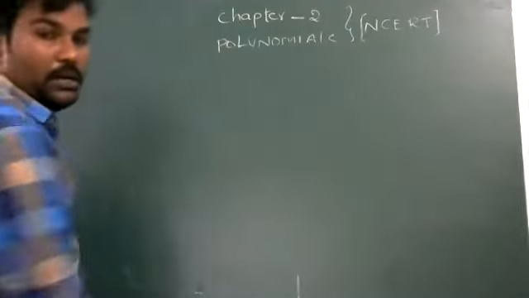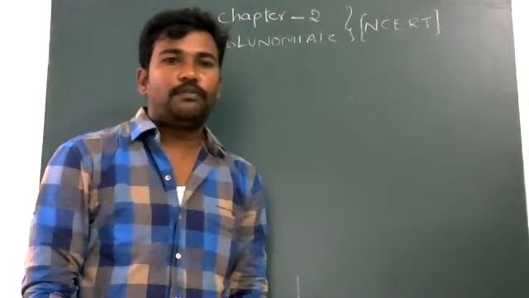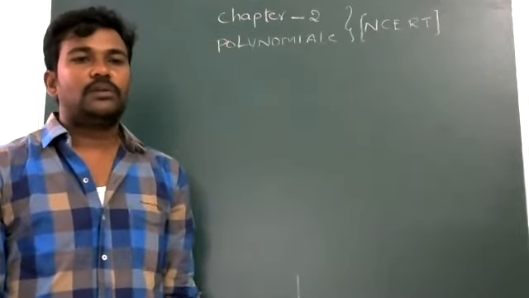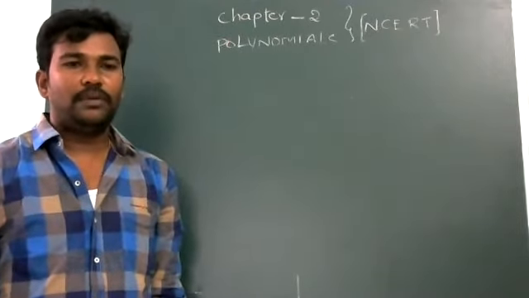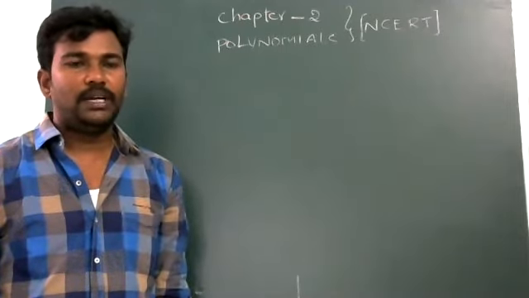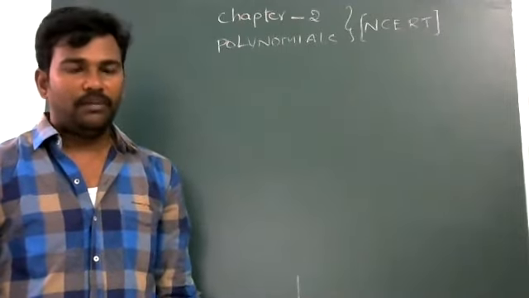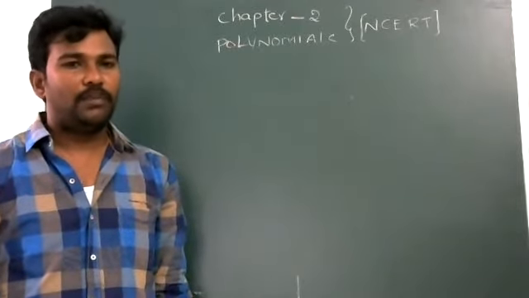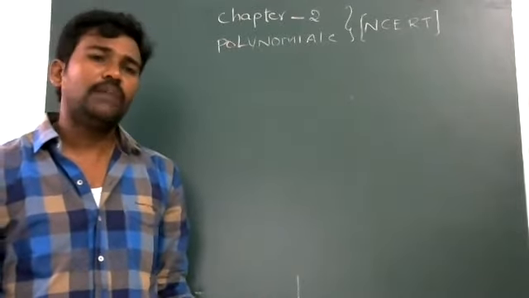First of all, if you want to find the quadratic polynomial, you find the zeros of the polynomial, that means alpha and beta. You find alpha and beta, then you go on to verify the relationship between zeros and coefficients, and form the quadratic polynomial, whatever it may be.